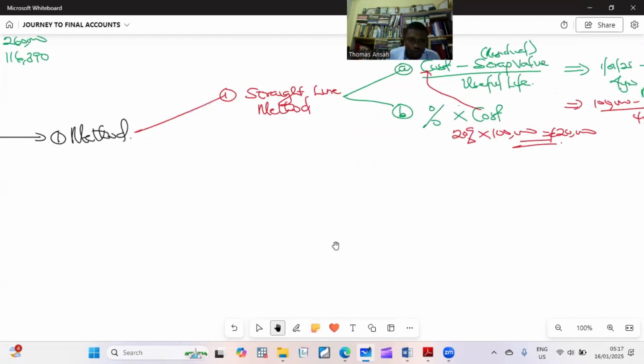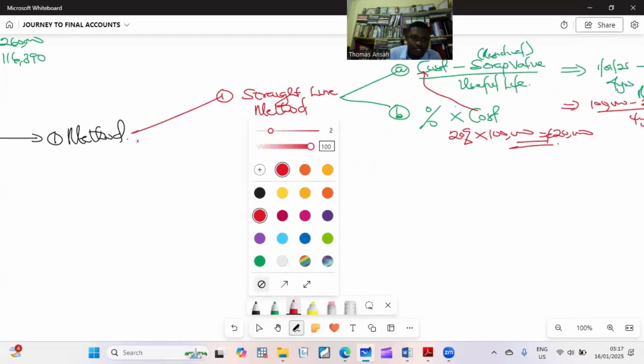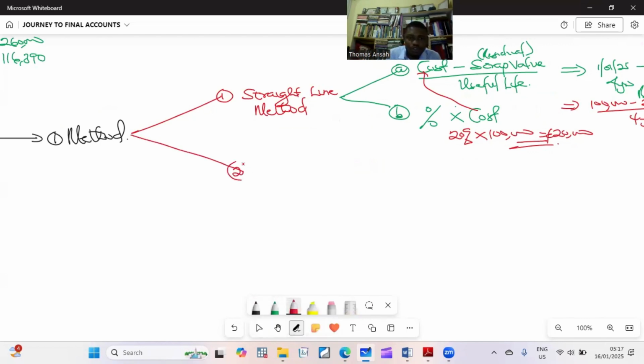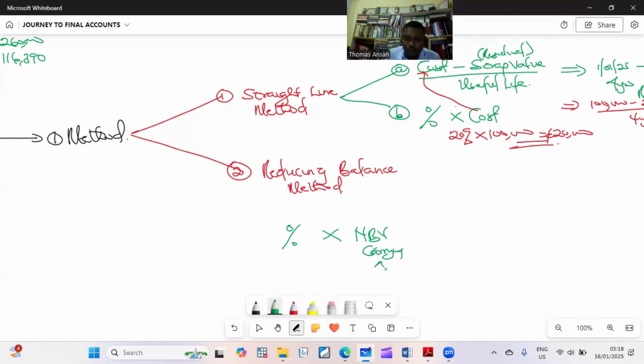Number two, the second method, and at this level these are the only two we will do, is the reducing balance method. How do we do it? For the reducing balance method, we apply the percentage on the net book value of the asset. Another name for net book value is the carrying amount. But how do we get net book value?